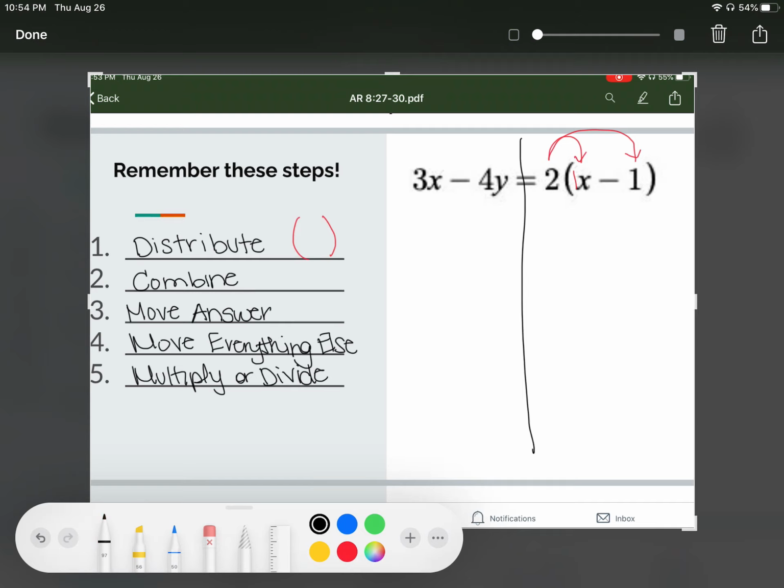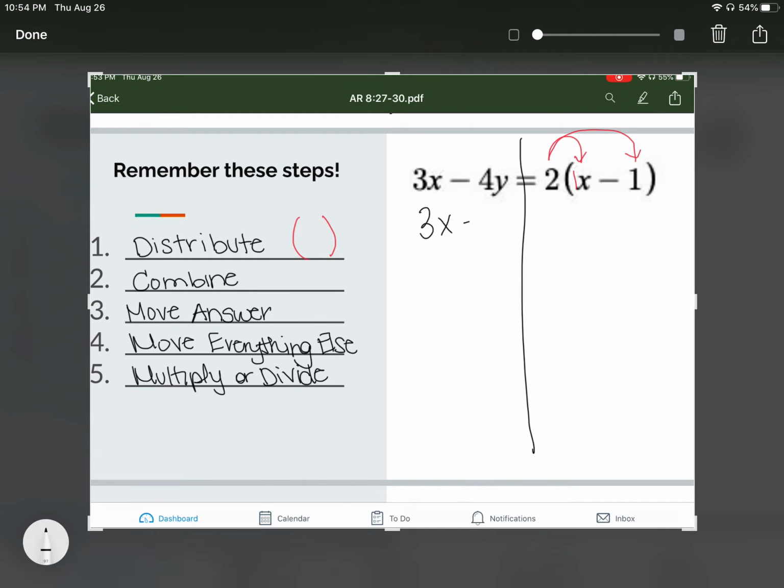So on the left-hand side, since we're not distributing over here, everything is going to come down. And on the right-hand side, we have 2 times 1x. 2 times 1 is 2, and the x stays. Then we have 2 times negative 1. This is a positive 2. Positive times a negative is a negative. 2 times 1 is 2. So that was our first step, distribute.